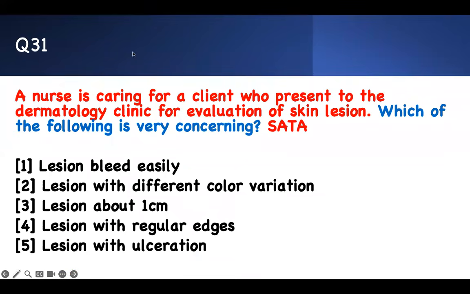Number 31. Select or apply. Which of the following is very concerning? Bad stuff happening. A nurse is caring for a client who presents to the dermatology clinic for evaluation of a skin lesion. You see how when I read, I just use words to answer the question. I have skin lesion, rewrite it, and bad word, bad stuff happening. What do you think? Lesion bleeds easily. If something is bleeding easily, it's not good. Lesion with different colors, it's not good at all. Same color, uniform is better.